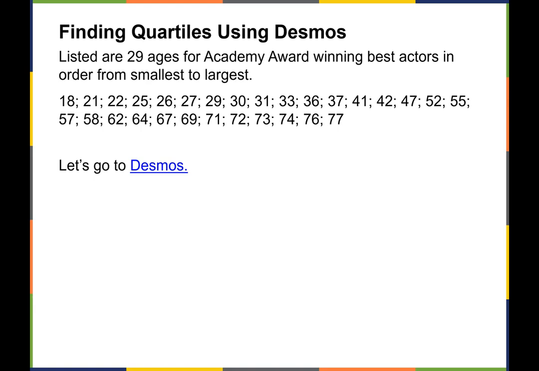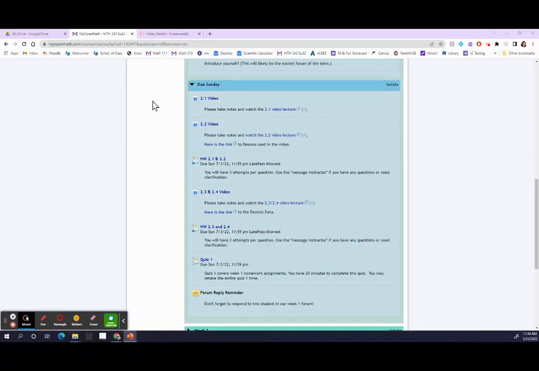Let's go to Desmos and practice doing some of these examples, not by hand, but by using technology. So let's go ahead and go to Desmos. You'll find the link for this data already in the Desmos. If you go to the My Open Math page, there'll be a link right below this video. All right, so what we're going to do now is go to Desmos and use it to help us do some computations.